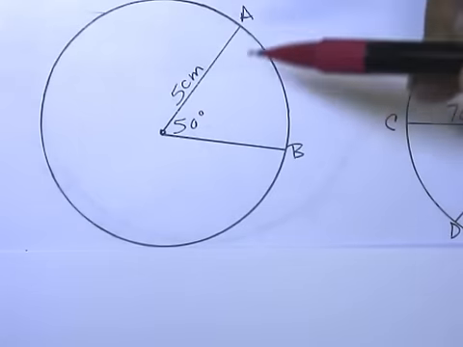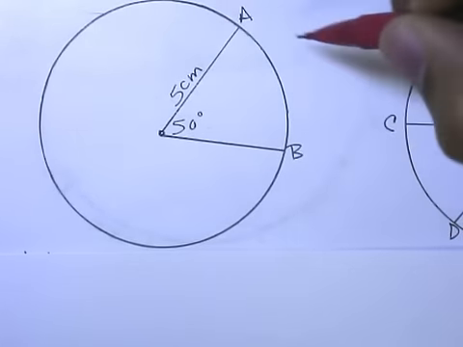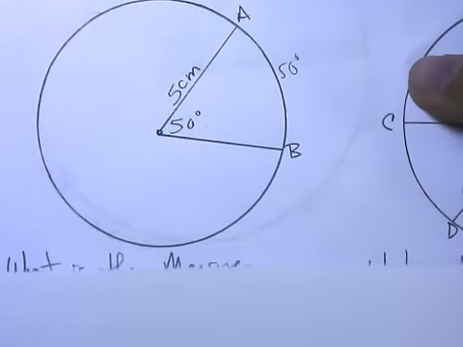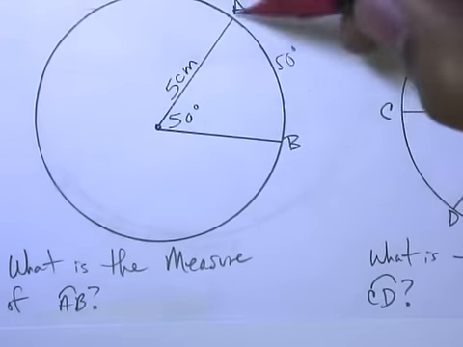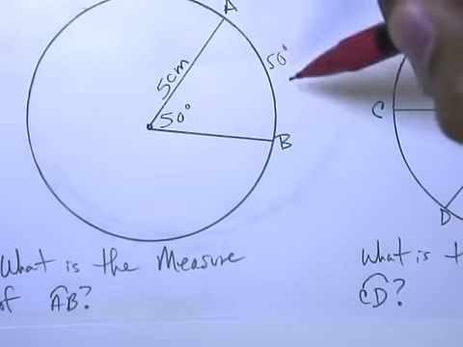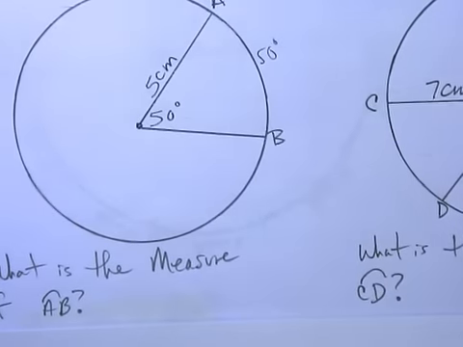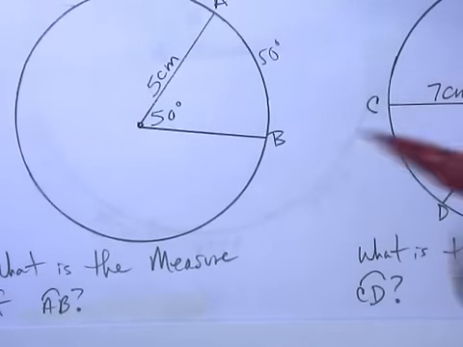Here I have a circle with a central angle of 50 degrees. I have a radius of 5 centimeters. So if this central angle is 50 degrees, I also know that this arc here is also going to be 50 degrees. But what I really need to know is, what is the measure of arc AB?